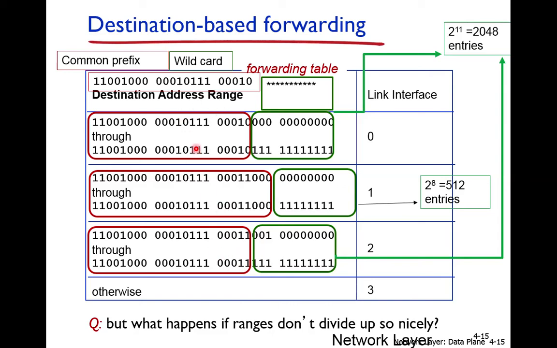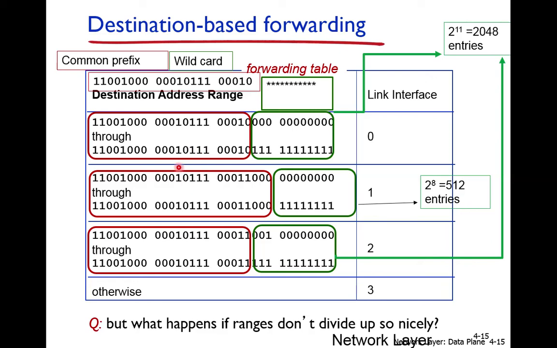So in this case, we will have 3 entries. Using common prefix, we will have 3 entries instead of 4,500 entries. Searching through 4,500 entries takes longer, and if we have three entries, then it will take less time. So using this common prefix matching, we can reduce the number of entries in the forwarding table, which makes lookup faster.